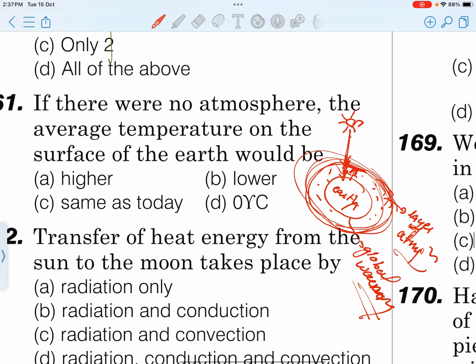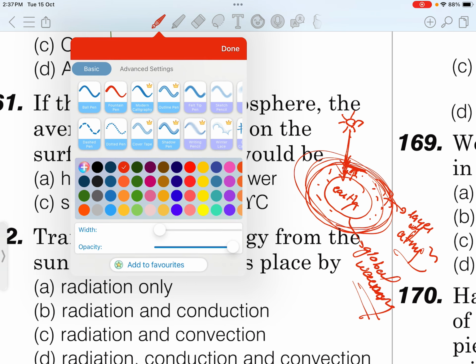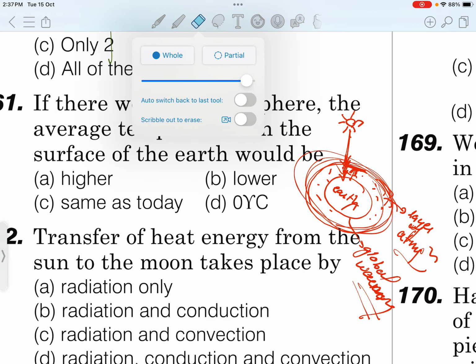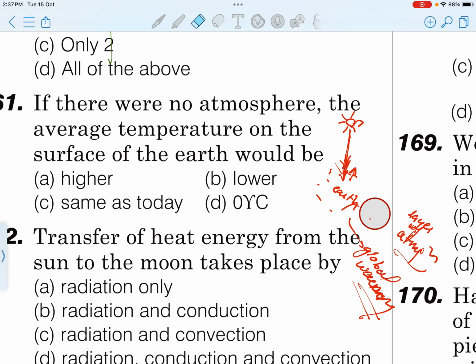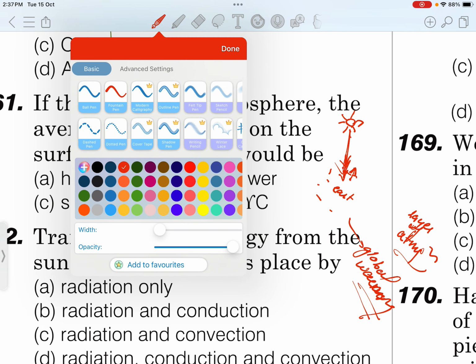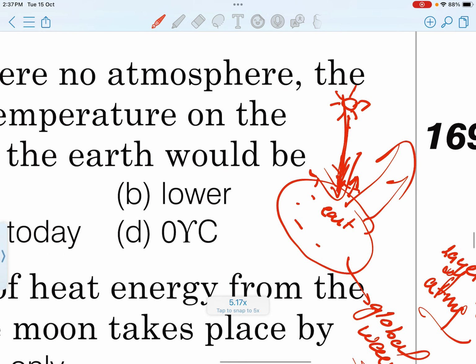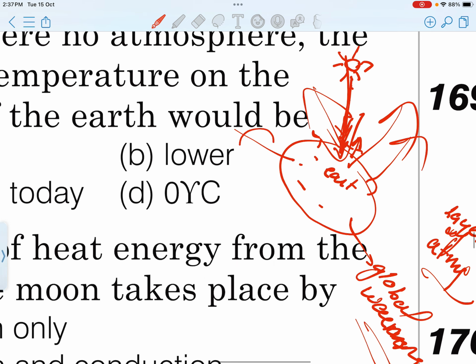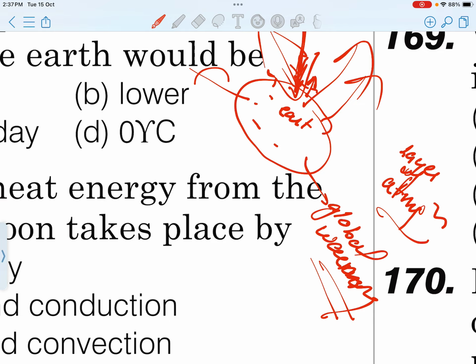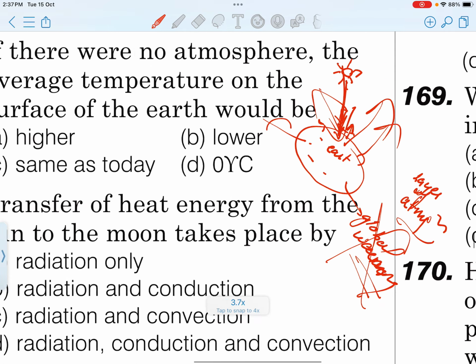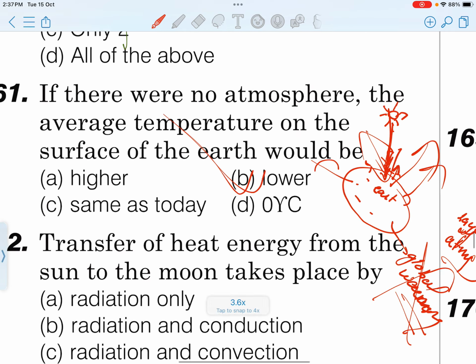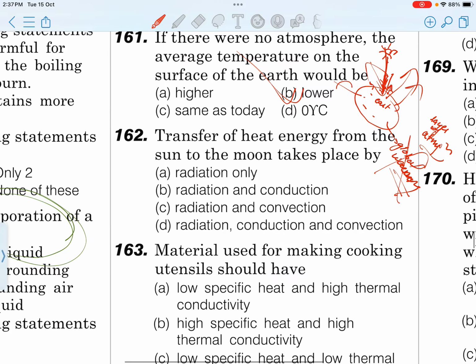Okay, so the question says, if we just remove this atmosphere layer, what will happen? If we remove this atmosphere layer, the radiation can easily escape, which means there is no trapping of gas. Since there is no trapping, there is no global warming. Since there is no global warming, there is no rise in temperature, so it has to be lower.